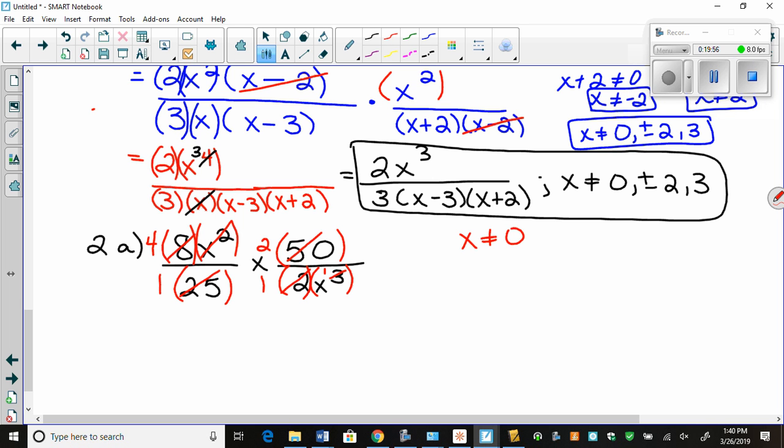If you miss any, it doesn't matter. In the next step, you can cancel them. It's not the end of the world. So we have 4 times 1 times 1 times 2 times 1. So I have 8 over 1 times 1 times 1 times 1 times x. So it's equal to 8 over x, and x cannot equal 0.